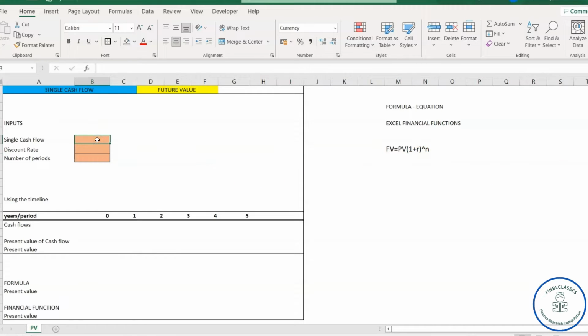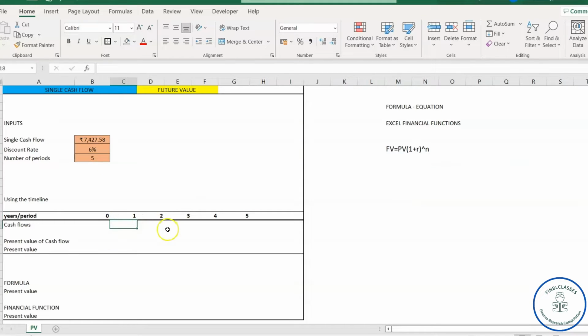Here we continue with the same example that we have taken in the past, the single cash flow. Suppose we have the present value that we got in the earlier example, 7427.58. This is the present value that we got in the previous lecture, right? For the discount rate, we take the same rate, 6%. Then the number of periods is 5 years.